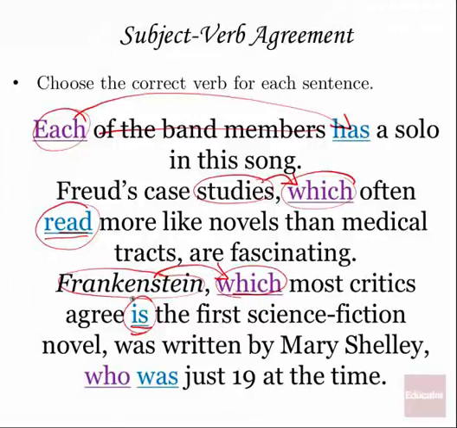It was written by Mary Shelley, who, which is taking the place of Mary Shelley, and there's only one of her. And she was just 19 when she wrote Frankenstein. Once again, third person singular verb. There's only one Mary Shelley.